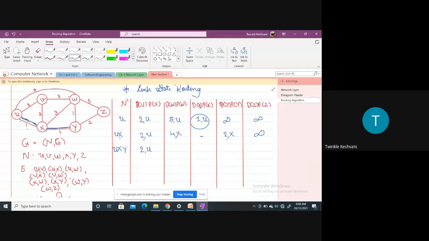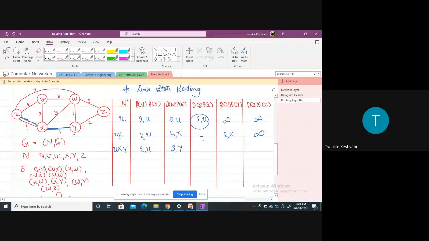So just count the cost for all the routes: U to W is 5, U X W is 3 plus 1, 4, U X Y W is 1 plus 1 plus 3. So this is the least, right? So I'll consider this route only. So that is 3, Y. So what will come here? 3 and the predecessor node is Y.